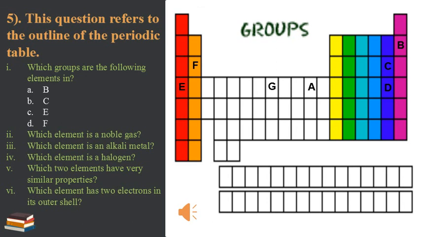Exercise question number 5. This question refers to the outline of the periodic table. Give the answers to the following. 1. Which groups are the following elements in: A, B, C, D, E, F? 2. Which element is a noble gas? 3. Which element is an alkali metal? 4. Which element is a halogen? 5. Which two elements have very similar properties? 6. Which element has 2 electrons in its outer shell?